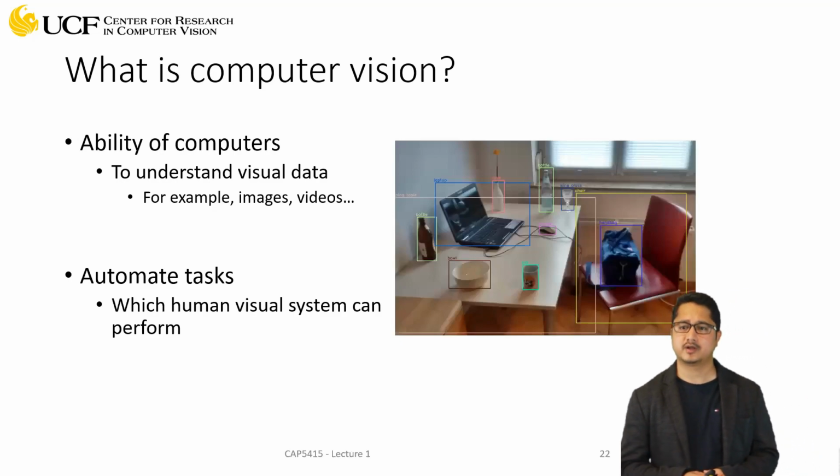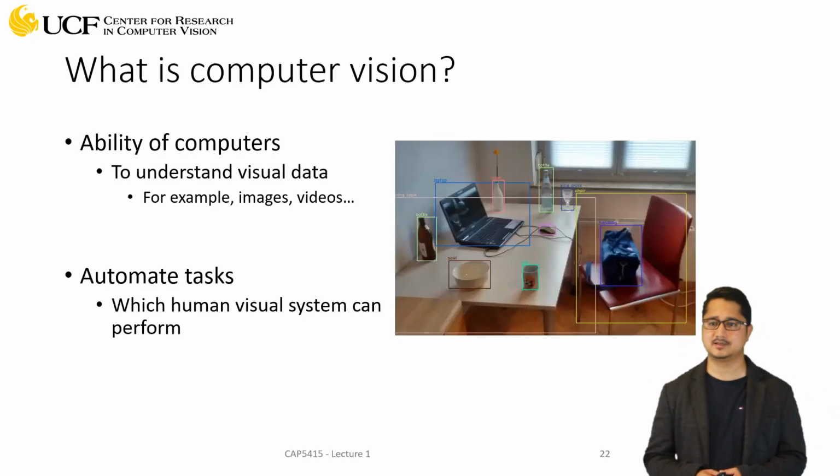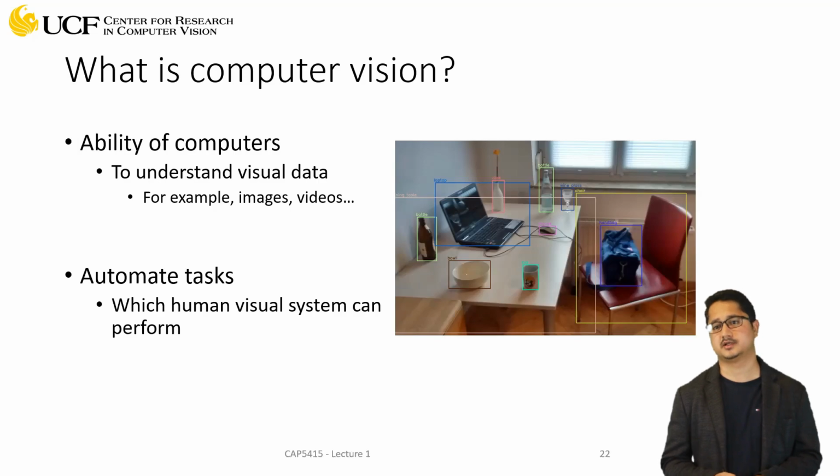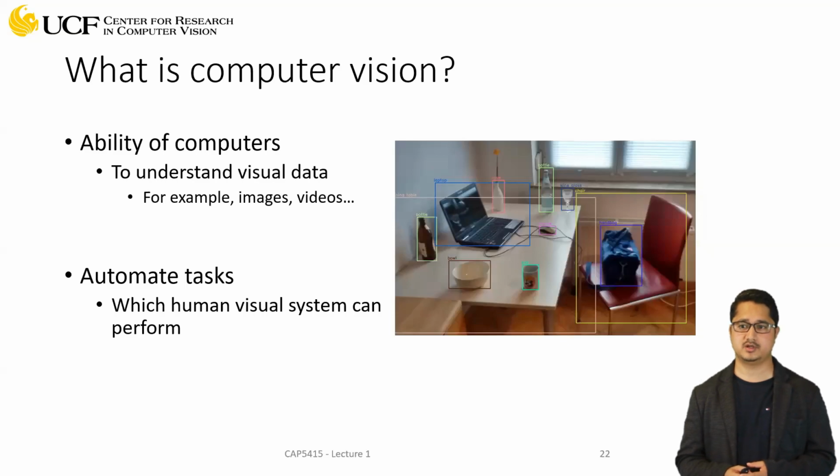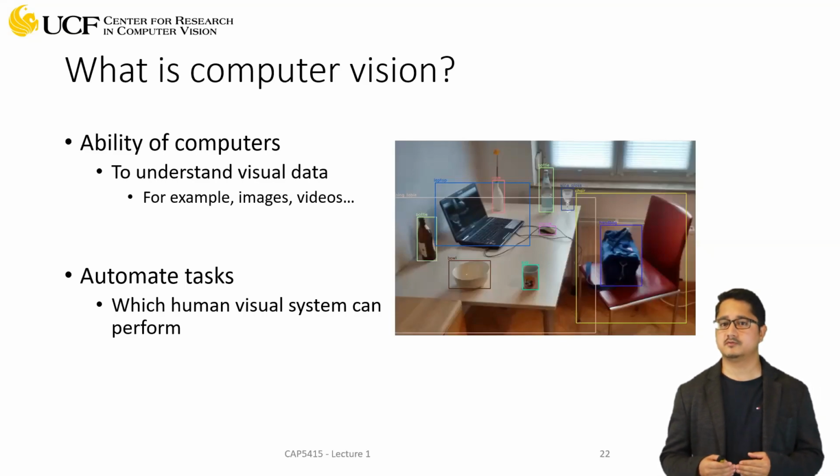For example, if we look at this image, as a human, we can easily say what different objects are present in this image. We can say that a laptop is there, there is a mug, there is a chair. Apart from that, we can also localize where exactly these objects are present in this image. So in computer vision, we want computers to solve these kinds of problems for us automatically.